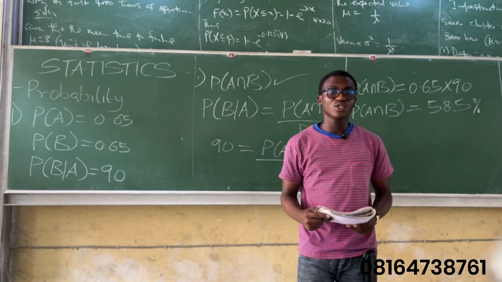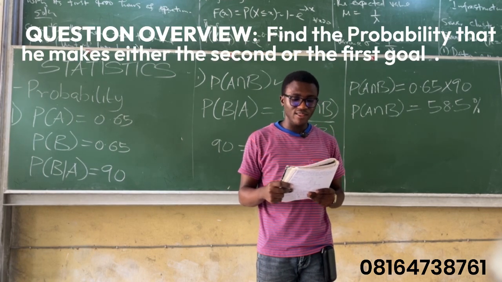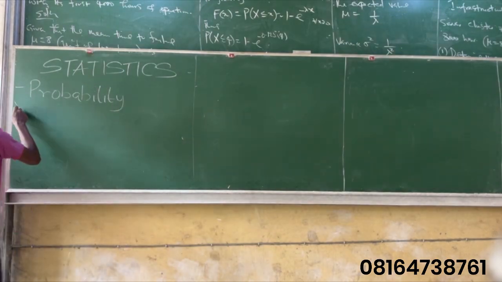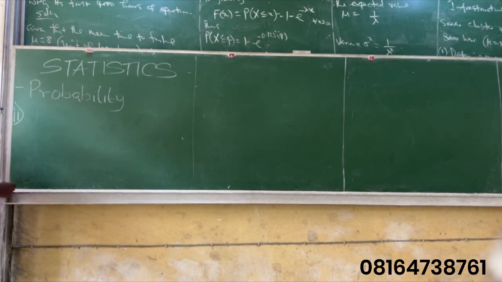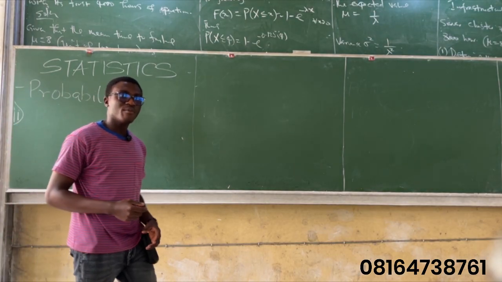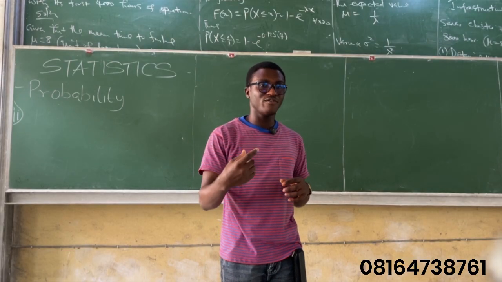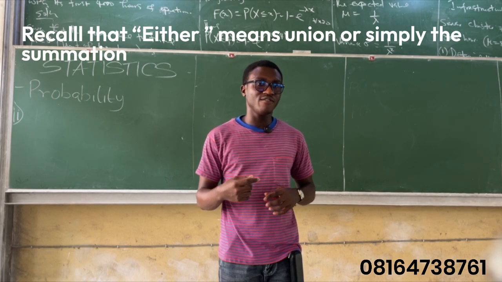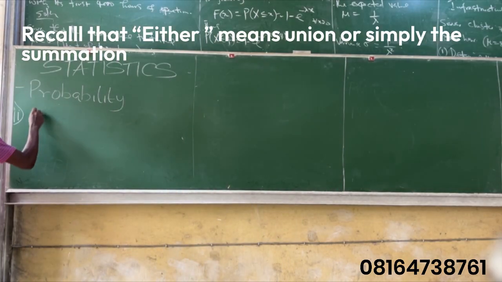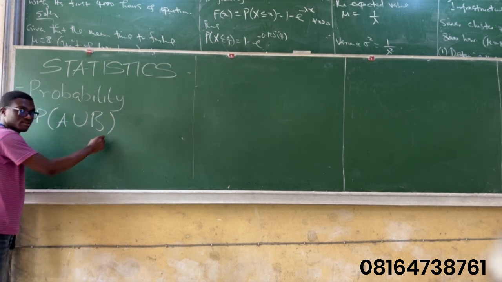So for our second question, we are told to find the probability that he makes either the first or the second goal. Now remember that whenever the term either comes in, we are looking at union of events. So we're looking at the union of the event A and the event B. So what we are told to find for the second question is the probability of A union B.